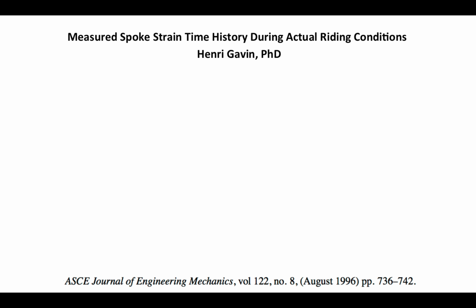I want to show you part of a very good paper written by Henry Gavin at Duke University, and a graph which is called Measured Spoke Strain Time History During Actual Riding Conditions. But I want to develop this slowly so you don't miss the point while trying to understand a complicated looking graph all at once. The first thing I want to do is define strain, which we will discuss later in more detail in a chapter on spoke elasticity.